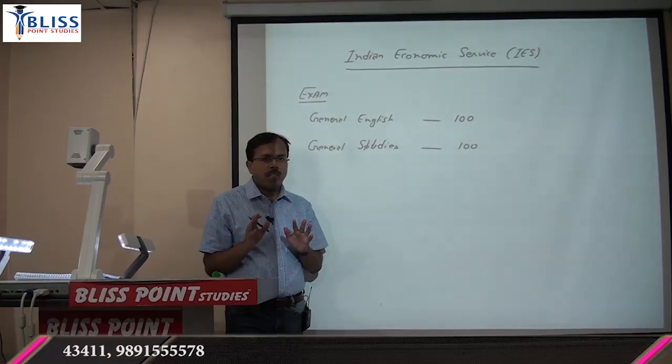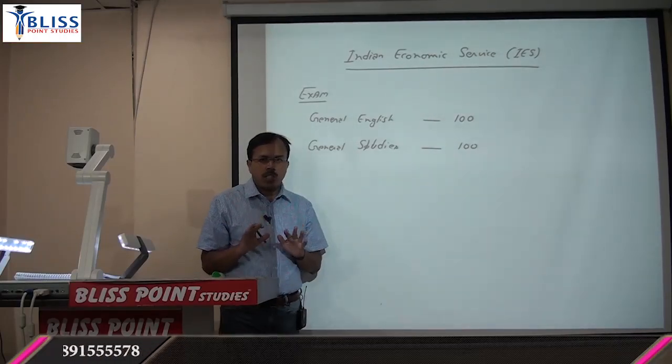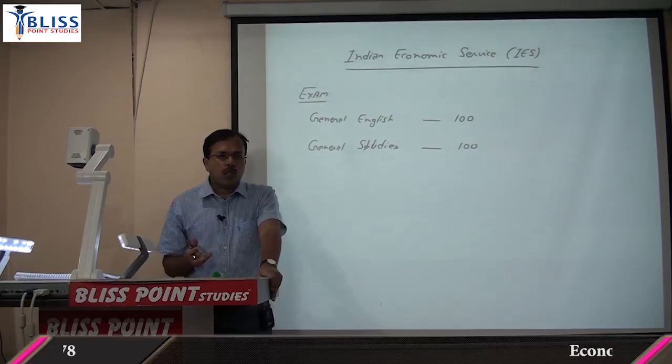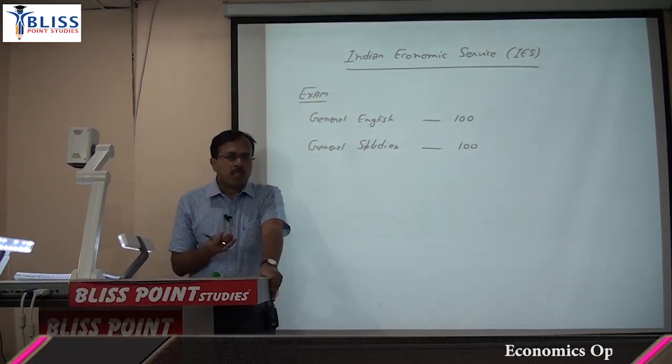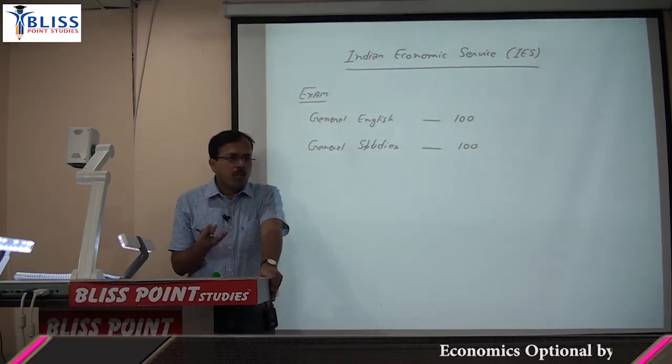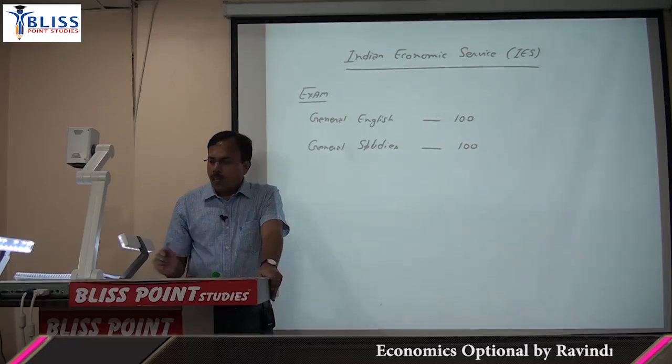That means you don't have any choice. There is no choice there. Each question will be of 5 marks. 25 marks polity, 25 marks history, 25 marks for economy and 25 marks for geography.